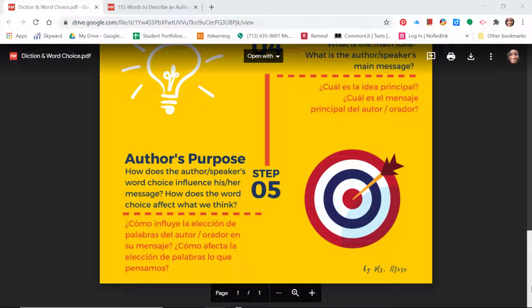Use this infographic as you read or listen to help you analyze an author or speaker's diction and to help you describe how the word choice affects the main message and purpose of the piece.